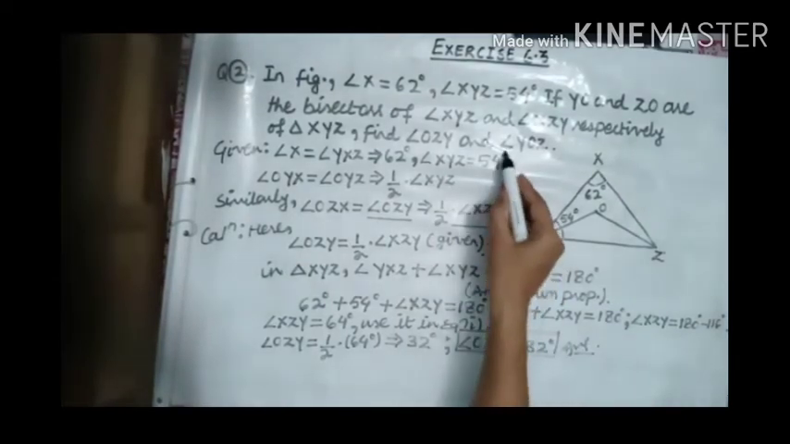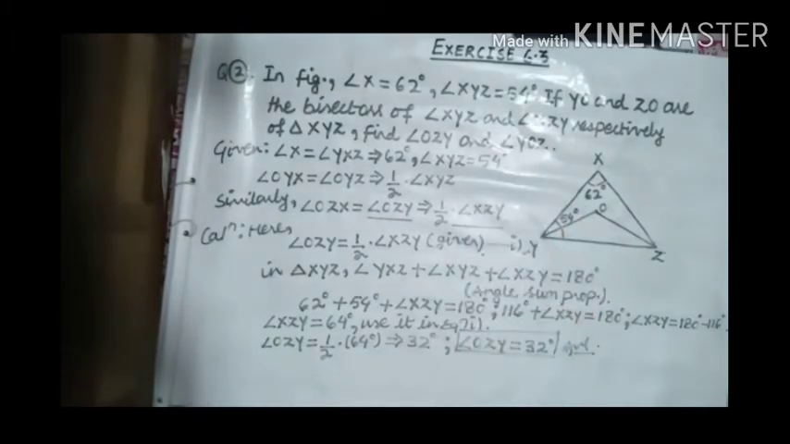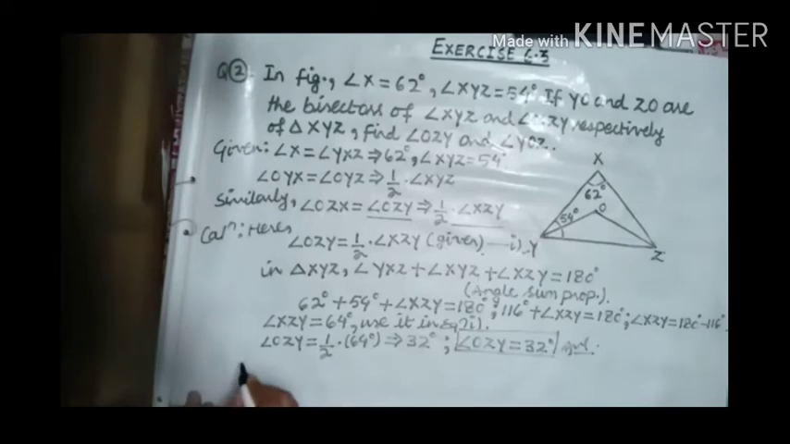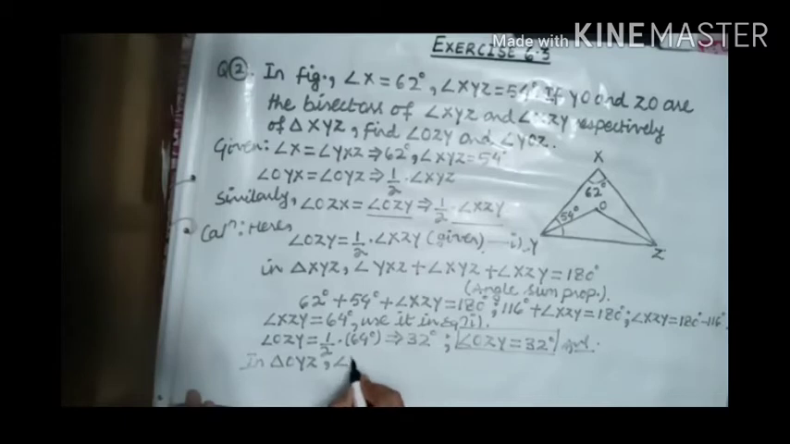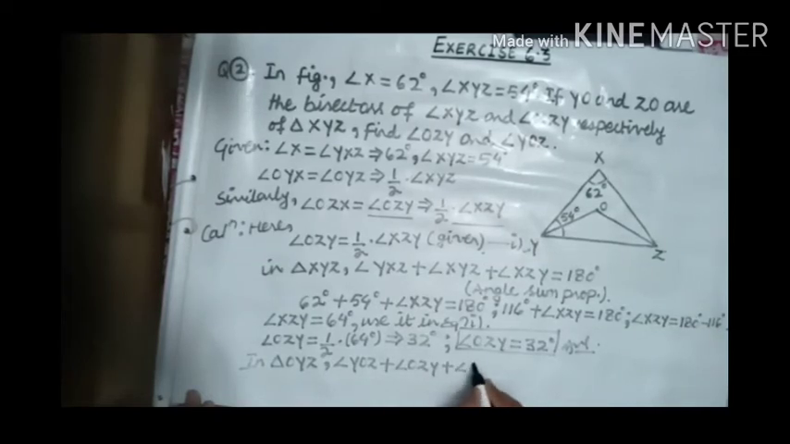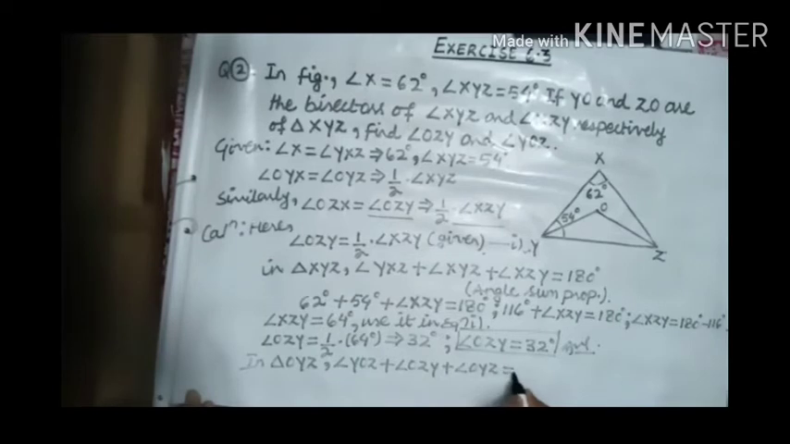Now in order to find the value of angle YOZ, we use angle sum property in triangle OYZ. So in triangle OYZ we have angle YOZ plus angle OZY plus angle OYZ equals 180 degrees. Reason: angle sum property.